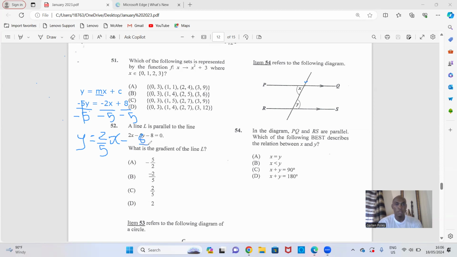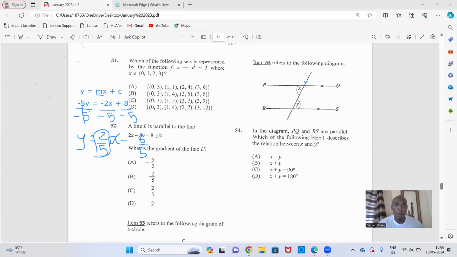But we don't care about this part. It says a line L is parallel to this line. So 2x minus 5y minus 8 equals 0 is now the same as saying y equal 2 over 5x minus 8 over 5. So the line they're actually talking about, the gradient is 2 over 5. We have to put it in the form y equal mx plus c first before we can actually see the gradient. It says, what is the gradient of the line L?